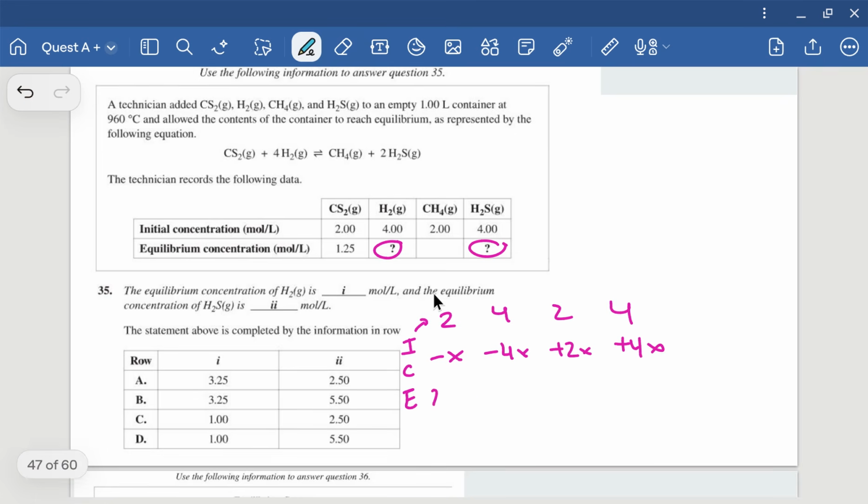So at equilibrium, we'd have 2 minus X. But for this one, it tells you it equals 1.25. So we can solve for X, and X will equal 0.75. Now that we know that, we can plug in for X. So the next one, 4 minus 4 times 0.75. And the last one, 4 plus 4 times 0.75. And if you do this correctly, you'll see your answer is D.